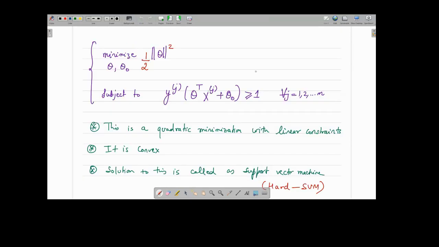So this is the optimization setup where we stopped in the last lecture. Here we observe that it's a quadratic minimization. Why is it quadratic? Because you have a square factor here: the L2 norm of theta is theta 1 square plus theta 2 square plus so on, for whatever variables you have. So this is basically a quadratic minimization problem.